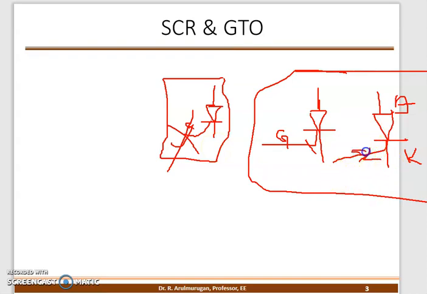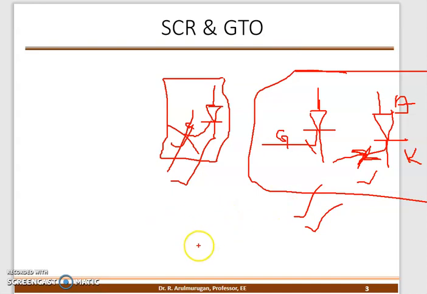In the GTO, one arrow mark is used for controlled turn-on and the other arrow mark is used for turn-off. Turning off means using a negative bias. So both controlled on and controlled off are possible. The SCR is controlled on and uncontrolled off, while the GTO is controlled on and controlled off. That's why there are two arrow marks.